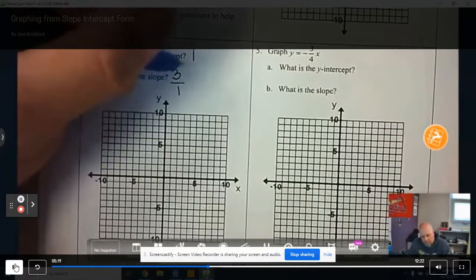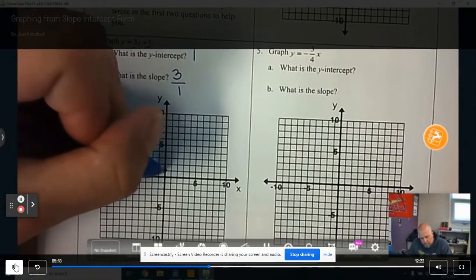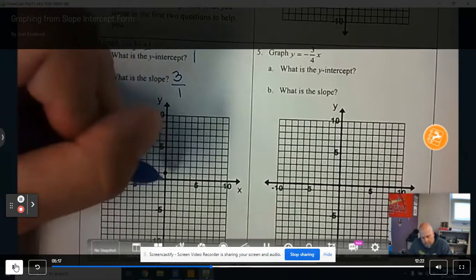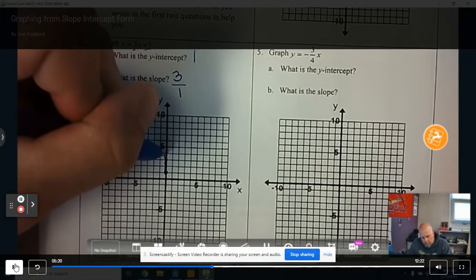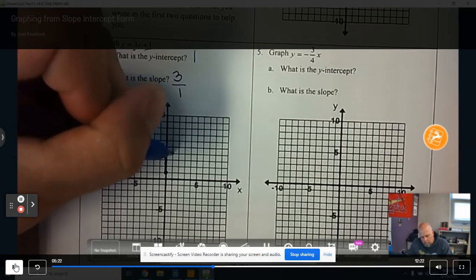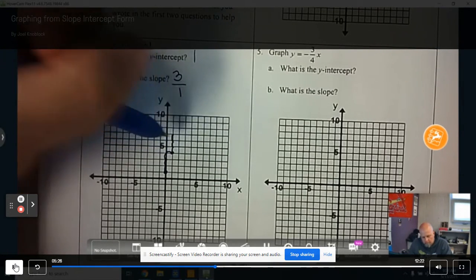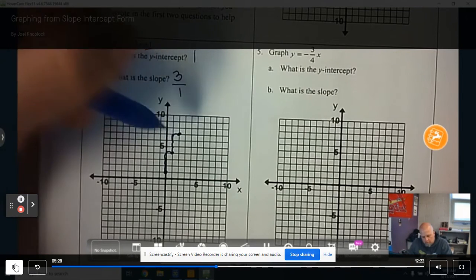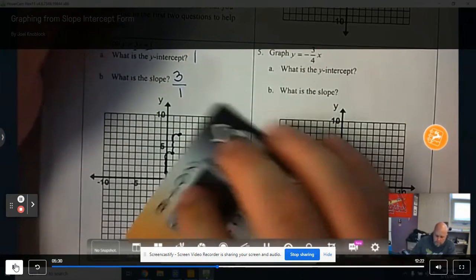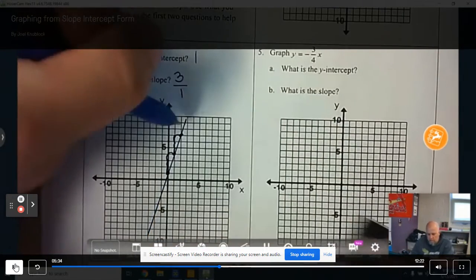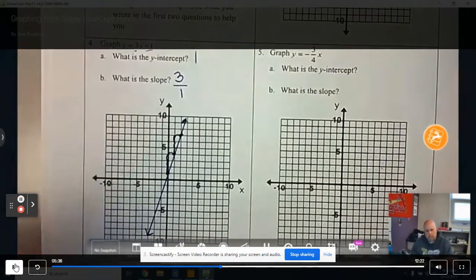Okay, so I graph starting with 1 on the y-intercept. So I put that 1, and then I look at the slope, it's positive. So I'm going to go up 1, 2, 3, and to the right 1. And then I'm going to repeat. Up 1, 2, 3, and to the right 1. Use your straight edge and connect. Nice big long line. Arrows on the ends.